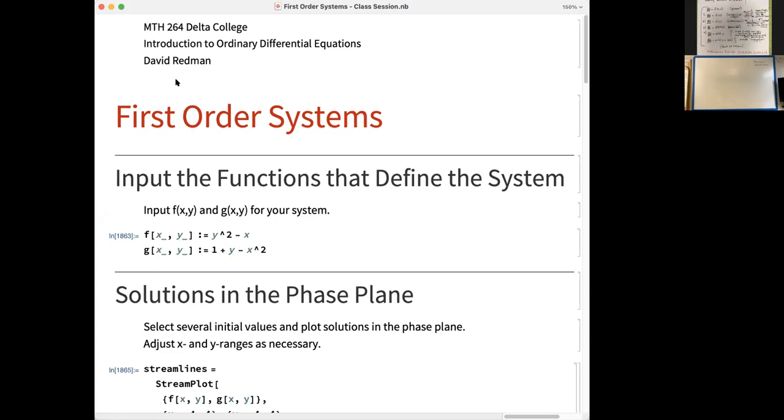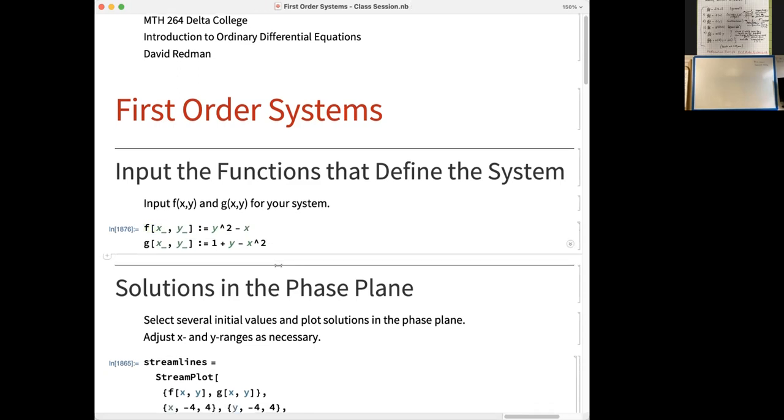So what do we got here? First order systems where you can type in your own systems. I could type in the rabbit fox system later if you like, but let's just make up two equations. F is y squared minus x. G is 1 plus y minus x squared. You can literally type in the formulas of your systems here. Notice you have to use the correct syntax and so forth. If you're working with Mathematica and you're getting an error or a non-response, most likely it's a syntax error. I hit Shift Enter and the machine processes those two assignments without responding to me.